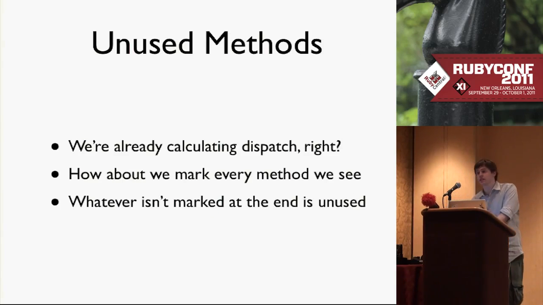Another one is unused methods. This one took 2 days to add reliably. And the insight was just we're already calculating dispatch. Every time we see a method call, we're using this Cartesian product algorithm to say, okay, what methods could this call? What are the receiver types? And how about while we're doing that, why don't we just mark every method we see? That's pretty cheap compared to the cost of doing all this other stuff. And at the end of the run of Laser, we'll just see what isn't used.